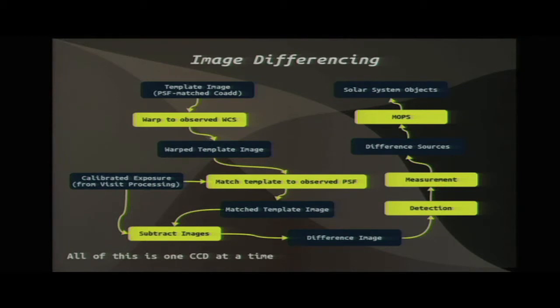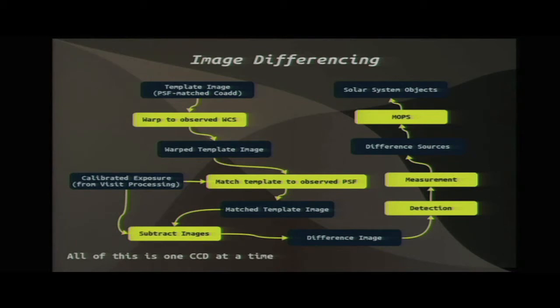We also match them to have the same PSFs. That means you have to compute what kernel maps this PSF to another PSF as a function of position. And that's a very tricky business. Warp means essentially interpolate and resample onto a different coordinate system.